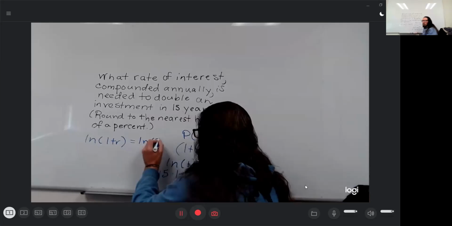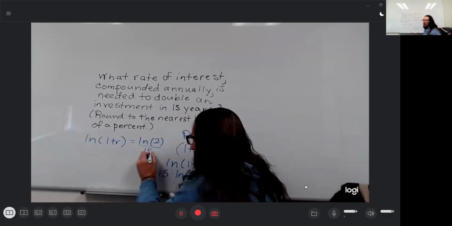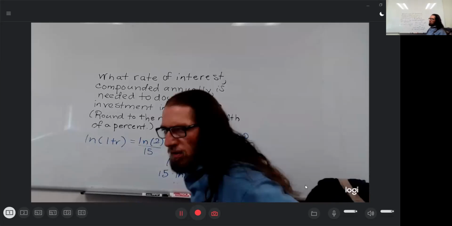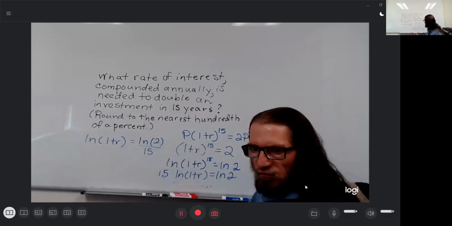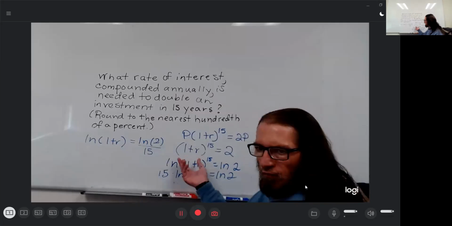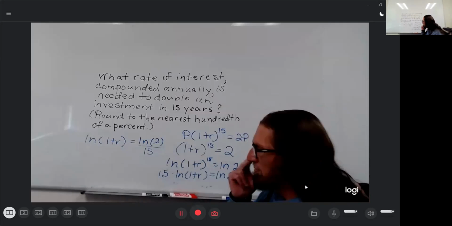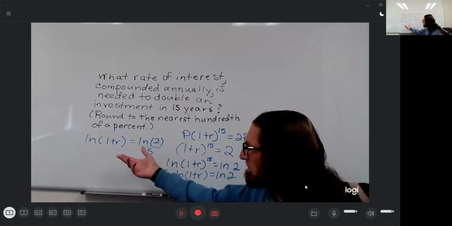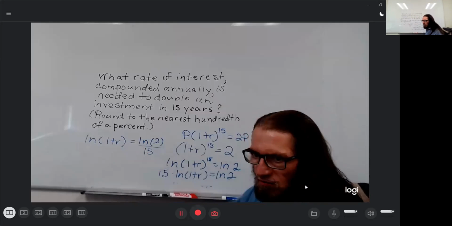Notice it's only the 2 that we're taking the natural log of there. 15 is not inside of that. We're dividing after taking the natural log. To my mind, we've traded one problem for another. What we were solving for, r, was part of 1 plus r, and that was in the 15th power. Now I've got that 1 plus r inside of a natural log.